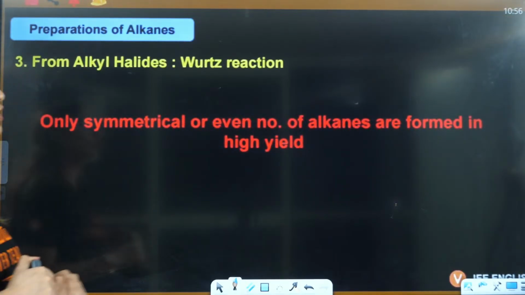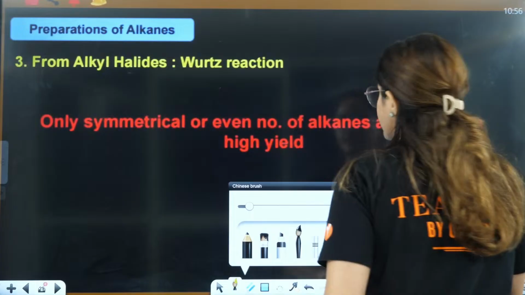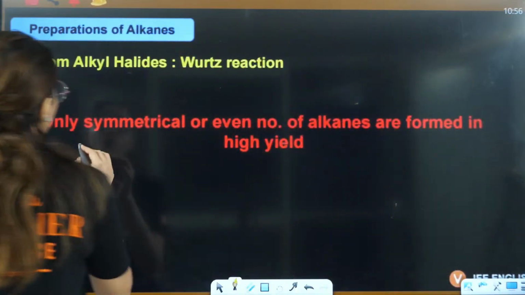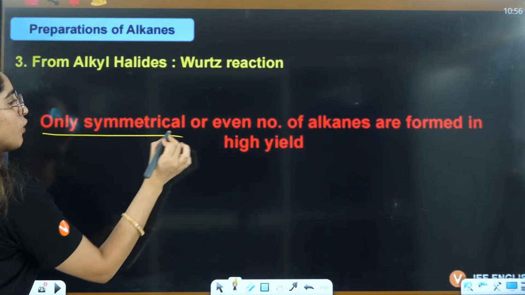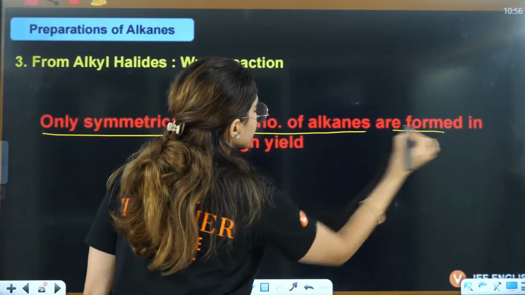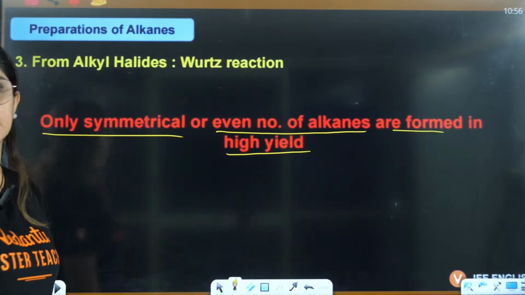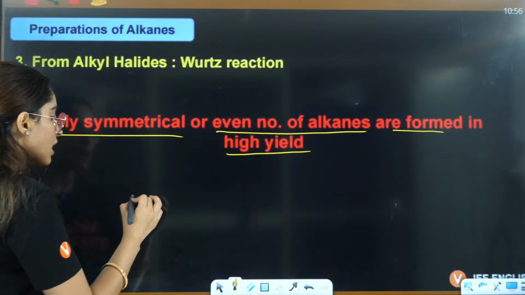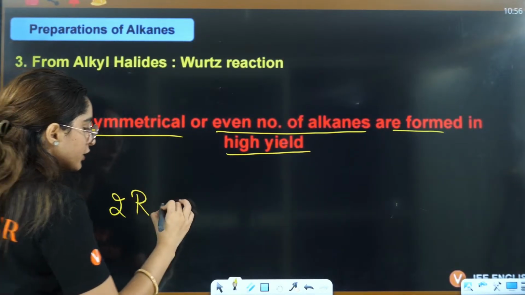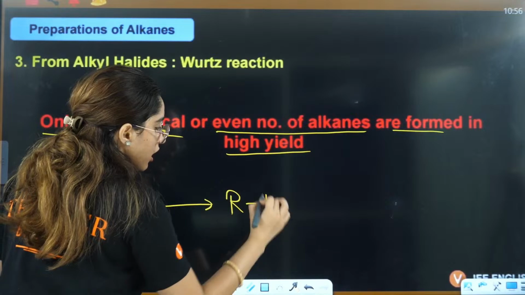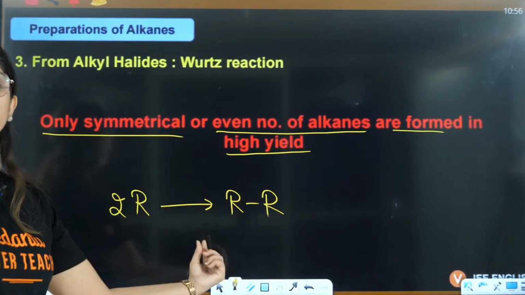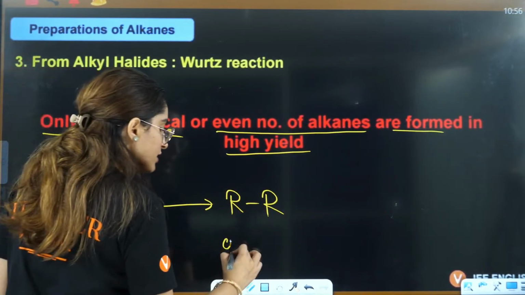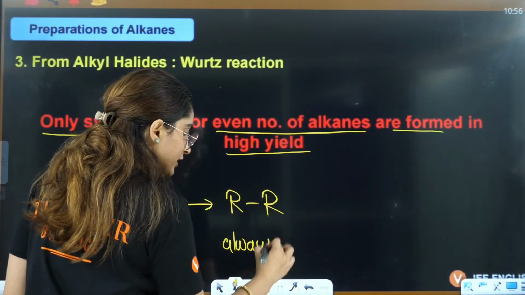Right? So Wood's reaction, let's talk about some other things here. Only symmetrical or even-numbered alkanes are formed in high yield, because R is getting converted to R-R. So it will always be double.